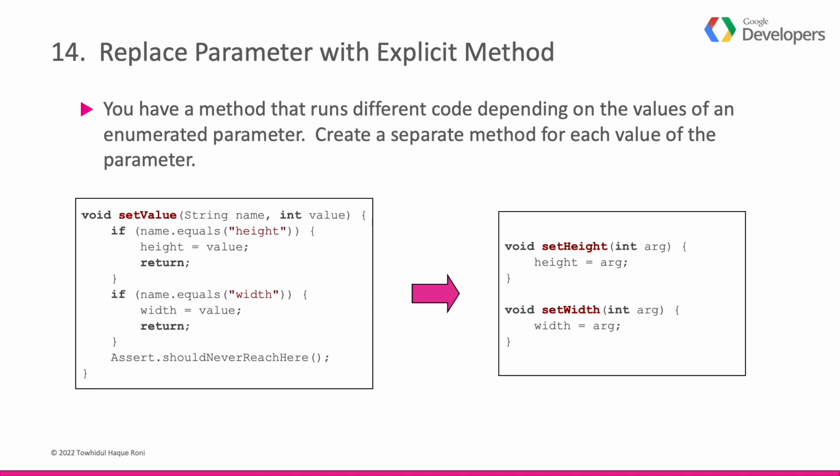By employing the replace parameter with explicit methods refactoring, the code transforms into clear, explicit methods. Each distinct behavior previously dependent on the parameter now resides within its own method. This approach enhances code readability, simplifies maintenance, and ensures that each method has a single, well-defined purpose. By replacing parameters with explicit methods, you create a more intuitive and self-explanatory API, fostering a robust and understandable code base.